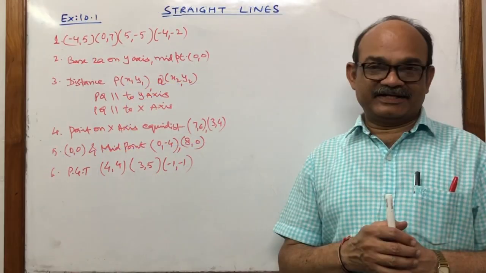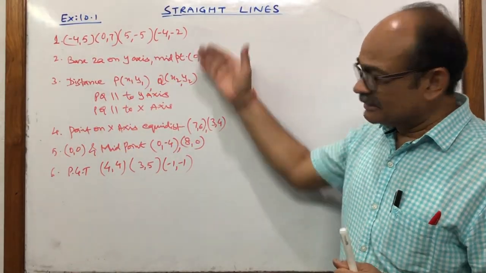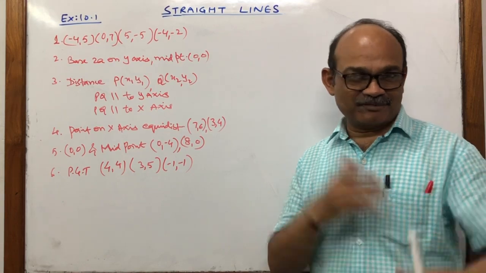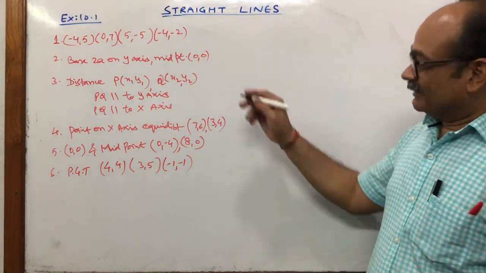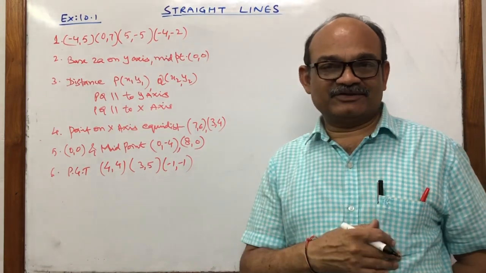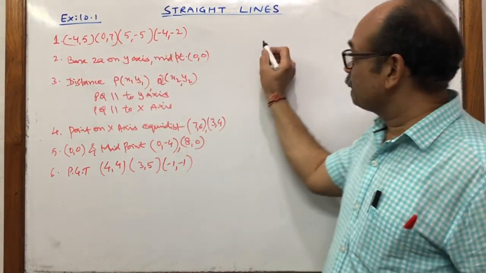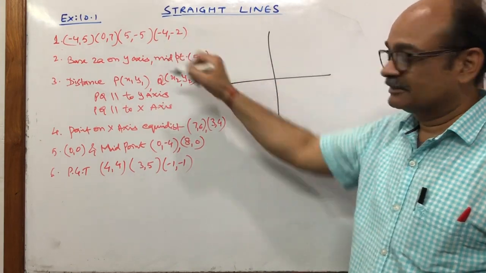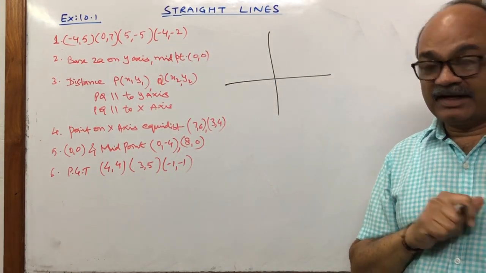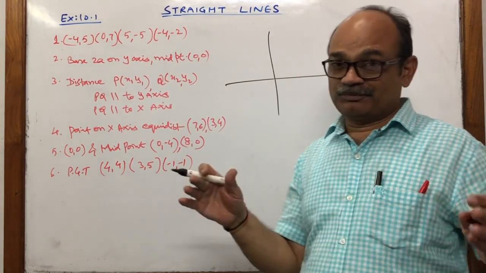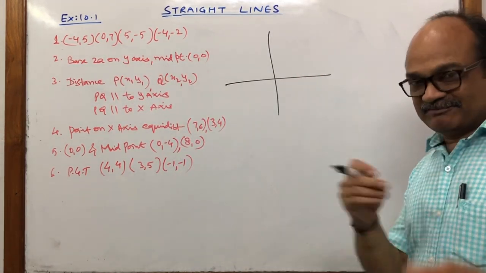Now exercise number 10.1. Some questions are from class 9th and some from class 10th. Just a warm-up exercise. Then after question 5, the questions are based on class 11. So first, 4 points are given. You have to plot the points on the Cartesian plane and then calculate the area of this quadrilateral. How to plot, I think you know very well, just revise it.